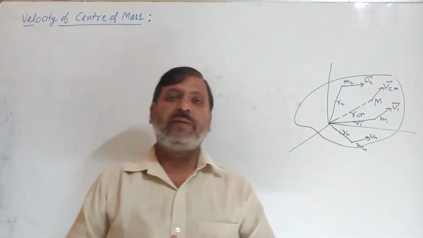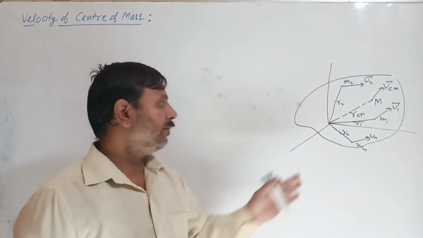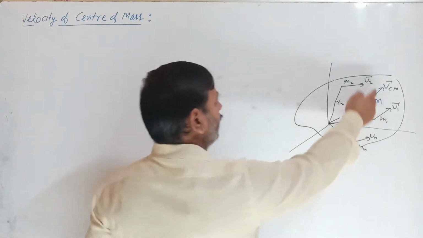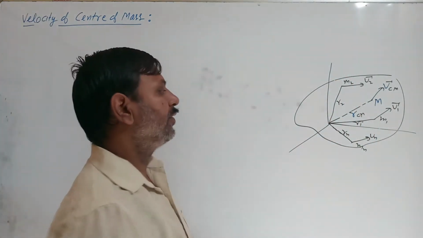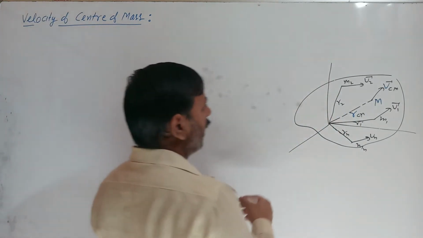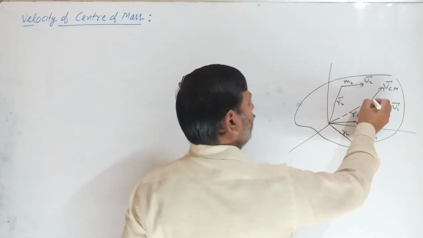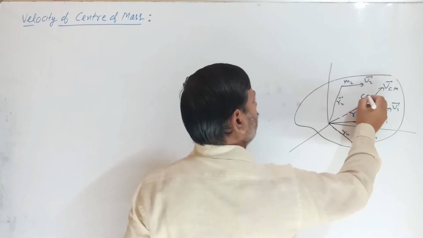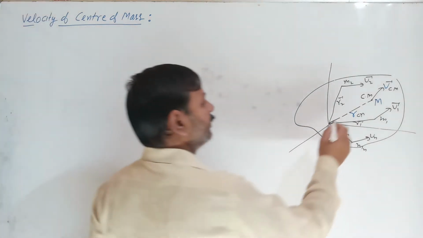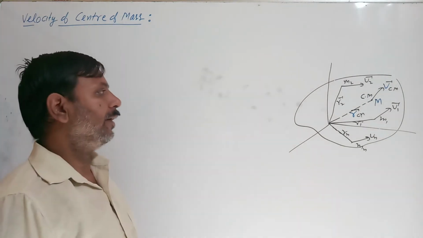Today we are going to discuss the velocity of center of mass. Consider a system which contains masses m1, m2, up to mn, whose position vectors are r1, r2, r3 and rn. The center of mass is at this position, with position vector rcm. Total mass is concentrated here, and the velocity of center of mass is vcm.